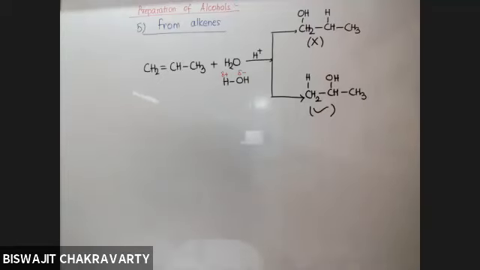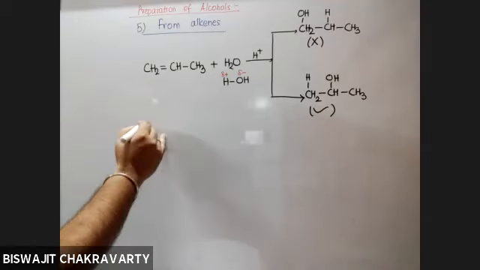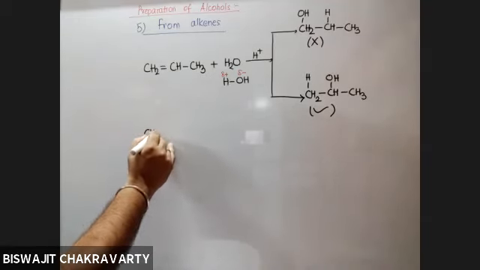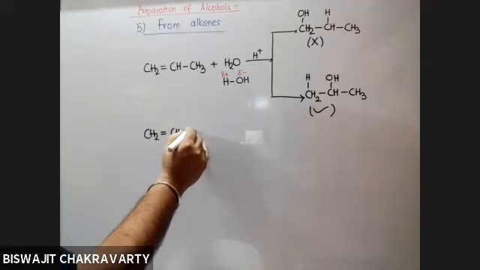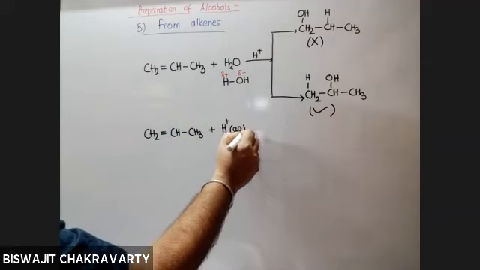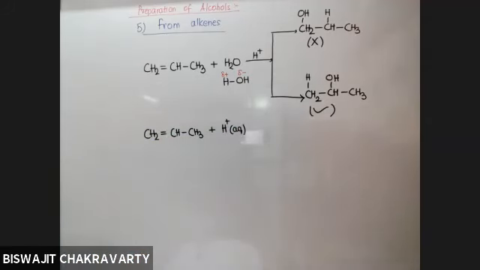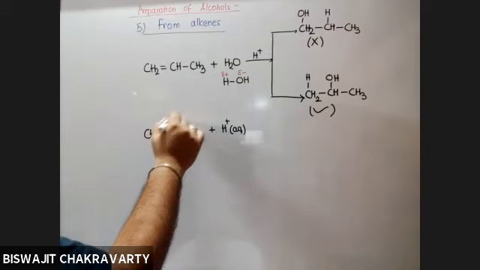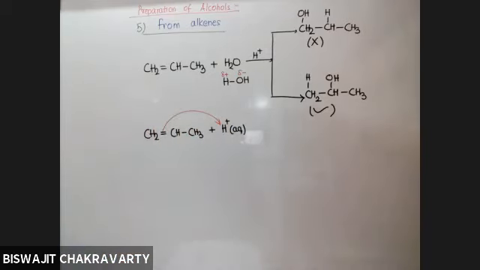So what is the reason behind it? Why do you think the positive part goes to the first carbon and the negative part goes to the middle carbon? That can be understood with the help of the mechanism. I have told you that when an unsymmetrical alkene invites the H plus, there are two possible intermediates theoretically. What are the two possible intermediates?